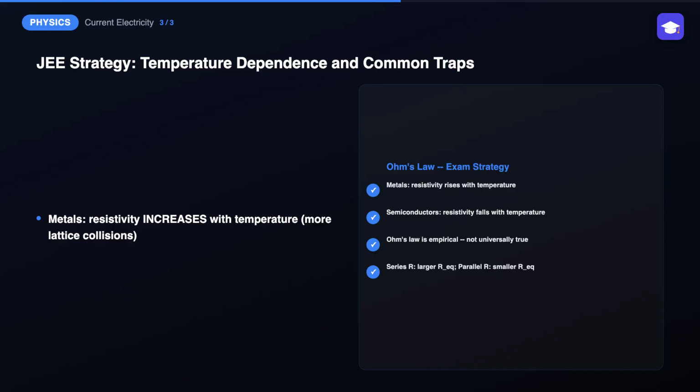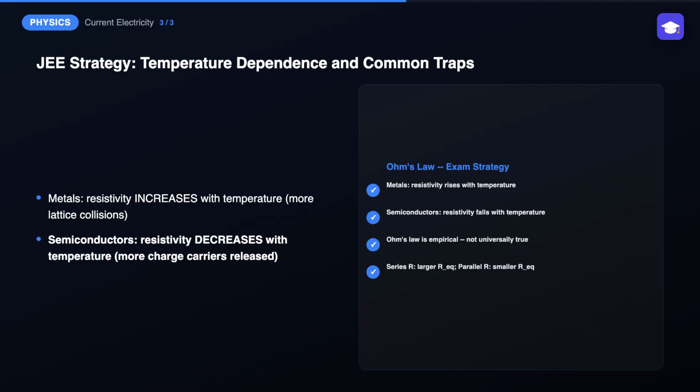For semiconductors, by contrast, resistivity decreases with increasing temperature, since heating releases more charge carriers into the conduction band. This opposite temperature behavior is exactly why thermistors, made from semiconductor material, are so useful as sensitive temperature sensors.